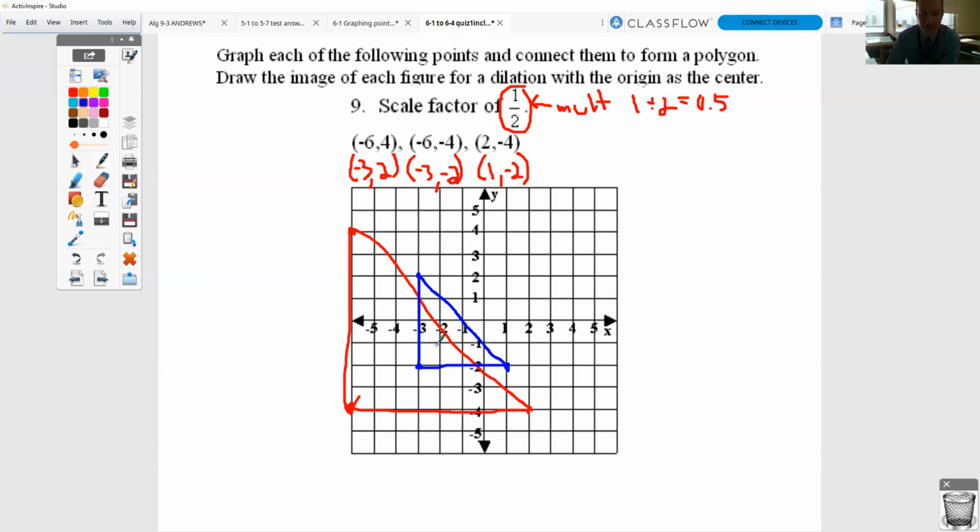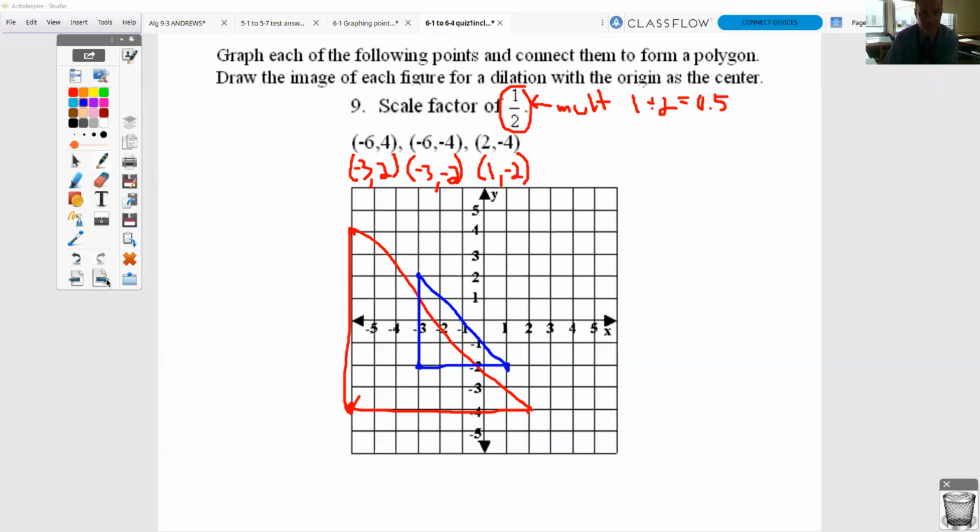Notice that it is half the size of the original because we multiplied by 1/2. So the bottom was 8 wide. Now the bottom is 4 wide. The height was 8 tall. Now the height is 4 tall. It is half the size of the original.